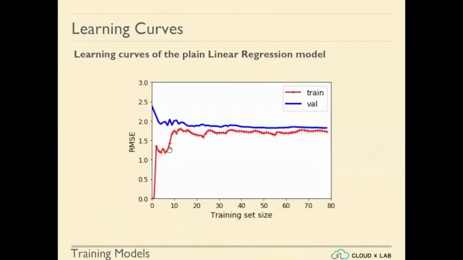So let's say if we are having underfitting, then training as well as the validation, both errors will be high, right? If we are having an overfitting issue, then training error will be low and validation error will be high, right?